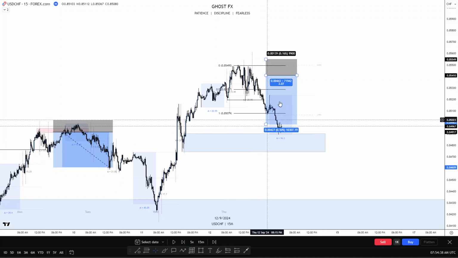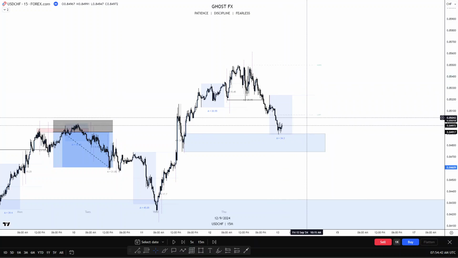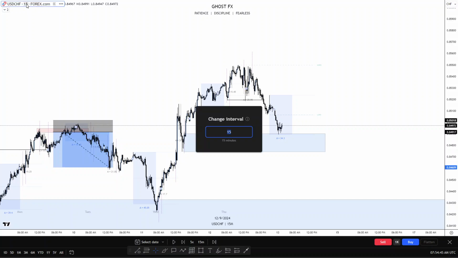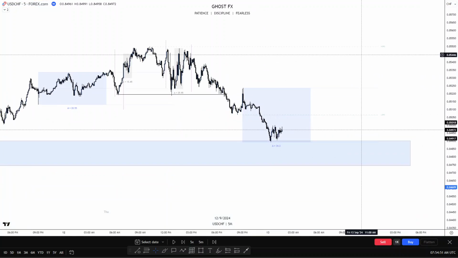Okay, price goes straight to our demand. All these gets deleted. Wait for internal. Again, it's happened during the Asian section. A high probability of getting liquidated. So now I'll wait patiently. My first touch will be my liquidity.